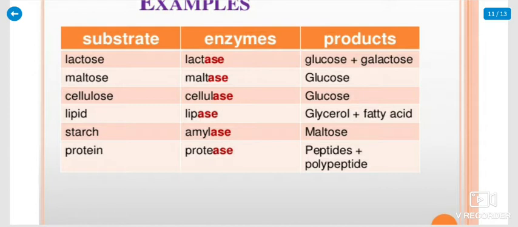That is the difference. So examples of the enzymes: lactose plus lactase gives the products glucose plus galactose. Next substrate is maltose. The enzyme is maltase, the end product is glucose. Cellulose and cellulase give glucose as the product. Lipid and lipase give glycerol plus fatty acid. Starch with the enzyme amylase gives maltose. The protein and the protease give the products peptides plus polypeptides.